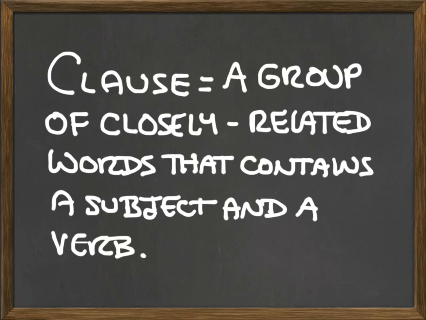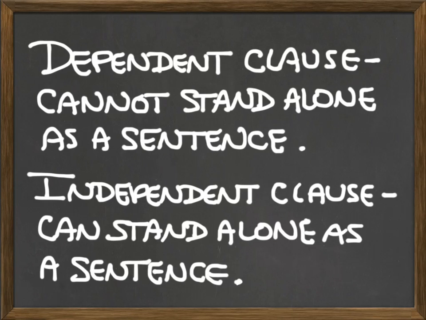A clause is a group of closely related words that contains a subject and a verb. It can have other words, it can have adjectives, adverbs, but at the very least it must have a subject and a verb. And for our purposes today, we need to differentiate between two types of clauses.